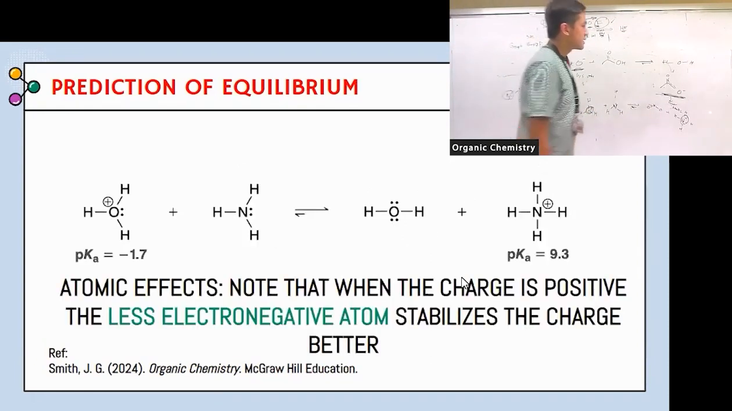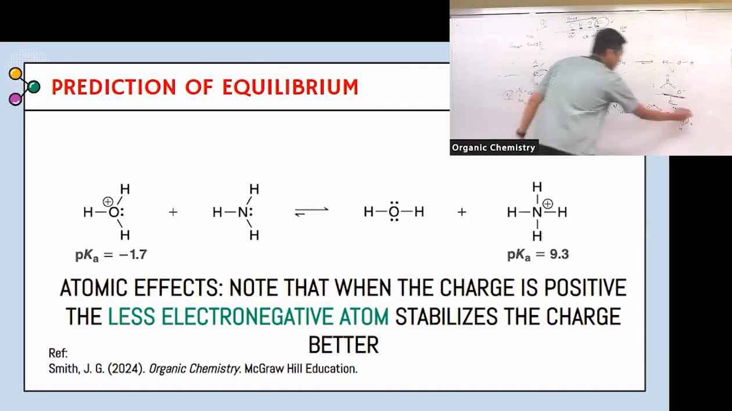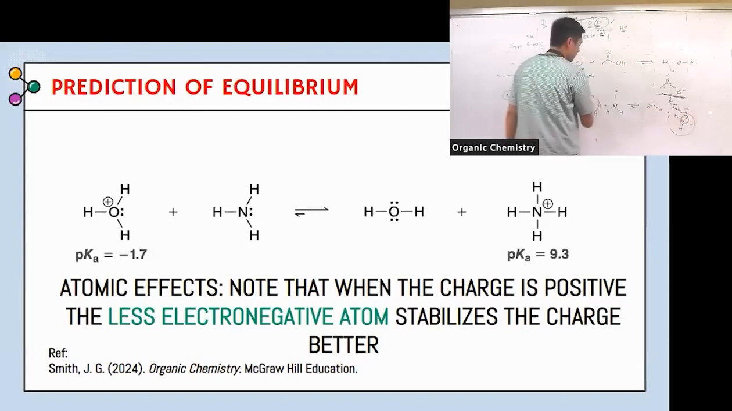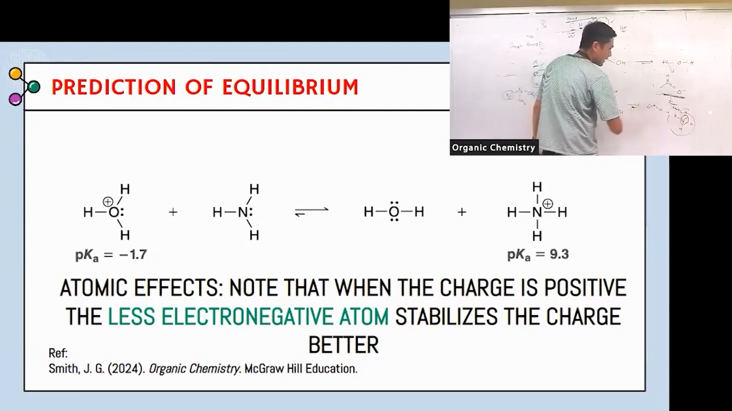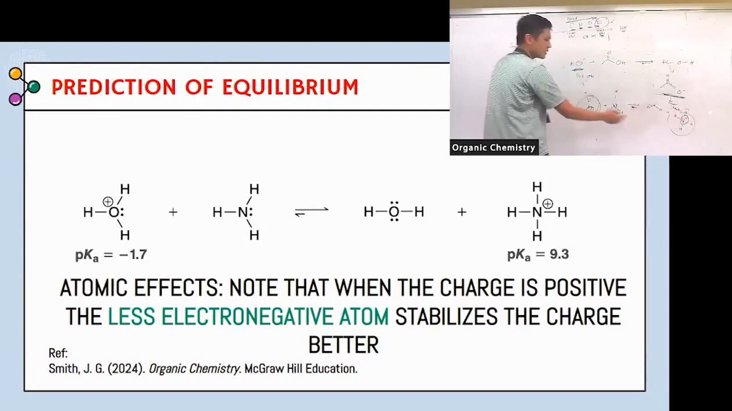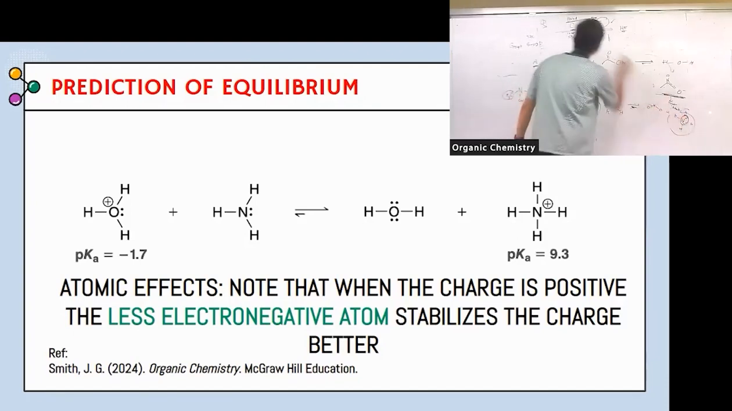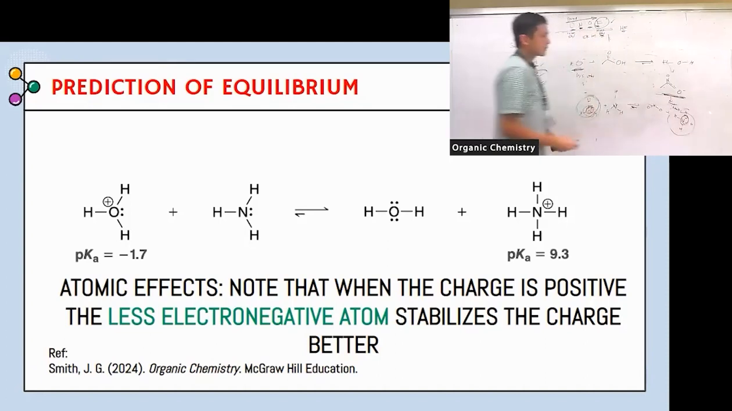Similarly, since this cation is a lot more stable than this, the ammonium cation is a lot more stable than the hydronium cation. The right side is favored over the left side. The right side is favored because nitrogen is less electronegative than oxygen. Okay.